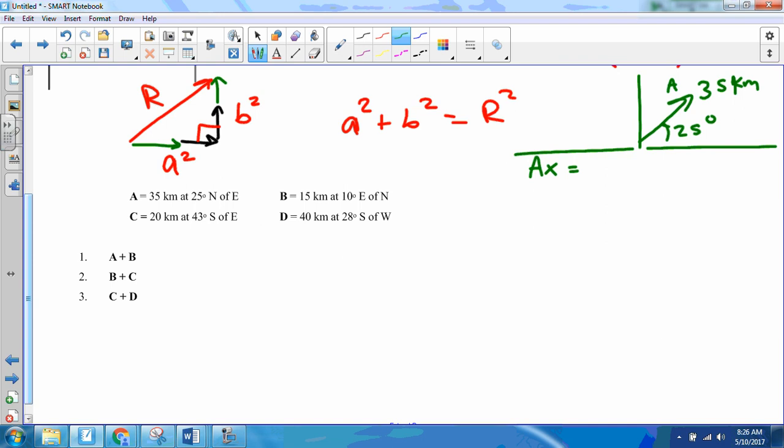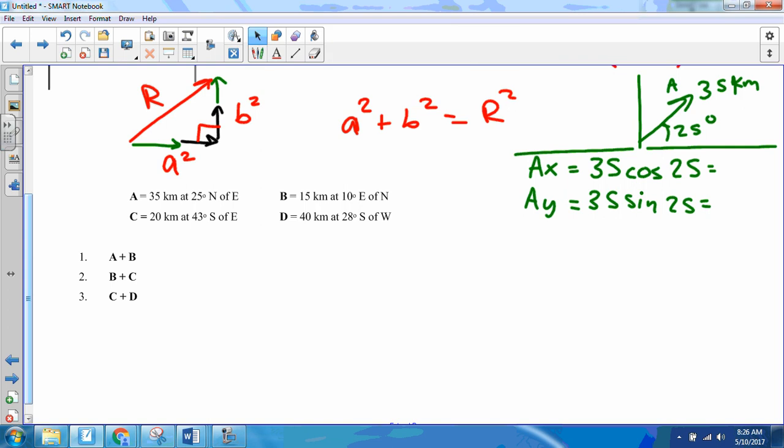35. Sine or cosine for the x? Cosine of what? 25. To get AY, I do what? 35 sine 25. Type it in the calculator real quick.